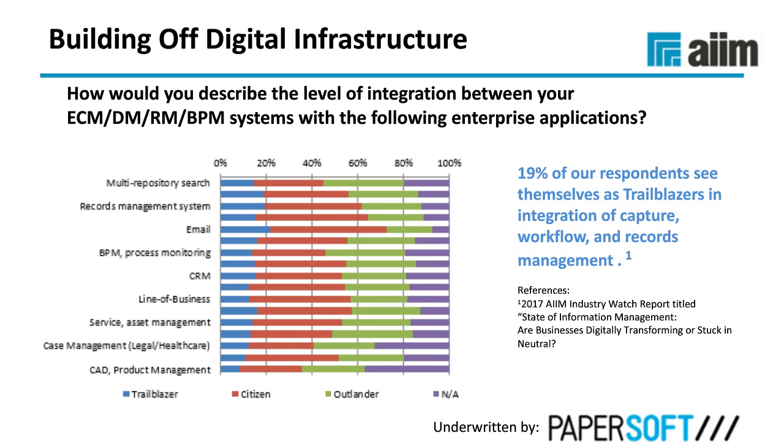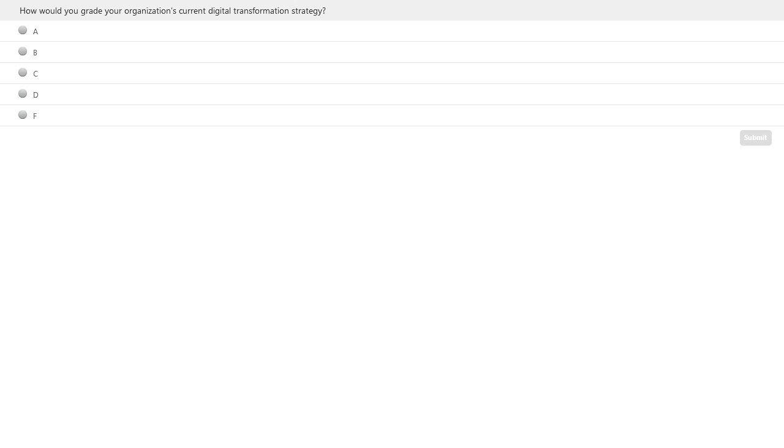Yes, thank you, Thomas. And we do have a poll question for you. So if you can come up to your keyboards and answer this. Thinking of being back in school and the kinds of grades that we would pass out for academic achievements, how would you grade your organization's current digital transformation strategy? And A is the best possible grade that you could give yourself.